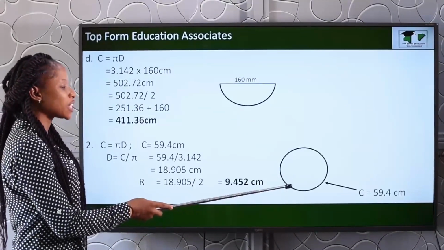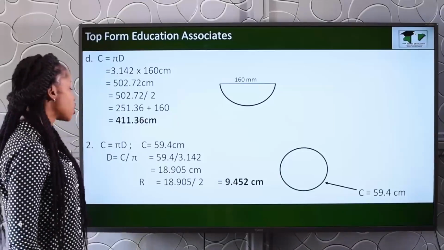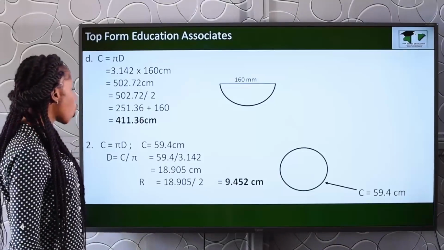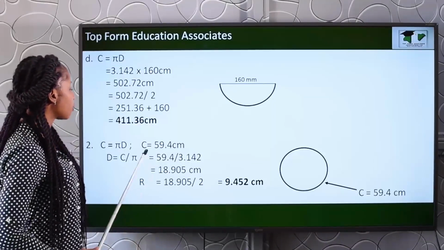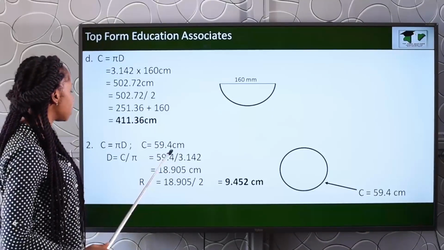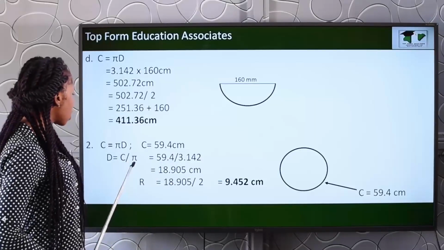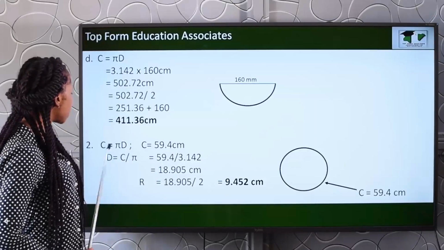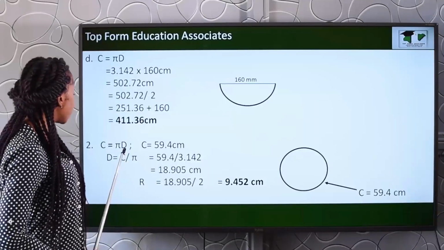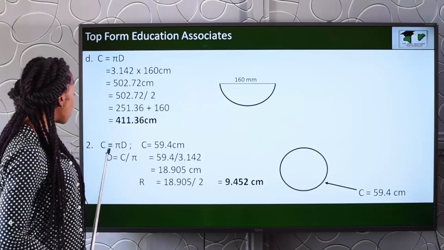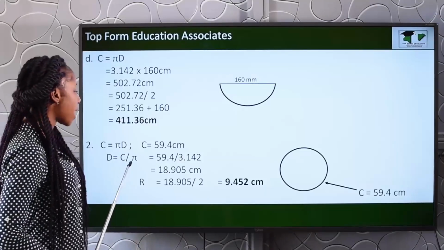Now, number 2, we're asked to look for the circumference of this figure. Okay, and we're given the circumference, but we're not given the diameter, neither were we given the radius. So we first of all have to look for the diameter. Given the circumference as 59.4 centimeters, we divide the circumference over pi. Okay, let's go from the top. C equals pi d. So to get d, we take d to the other side and we put pi underneath c. So we divide c by pi.